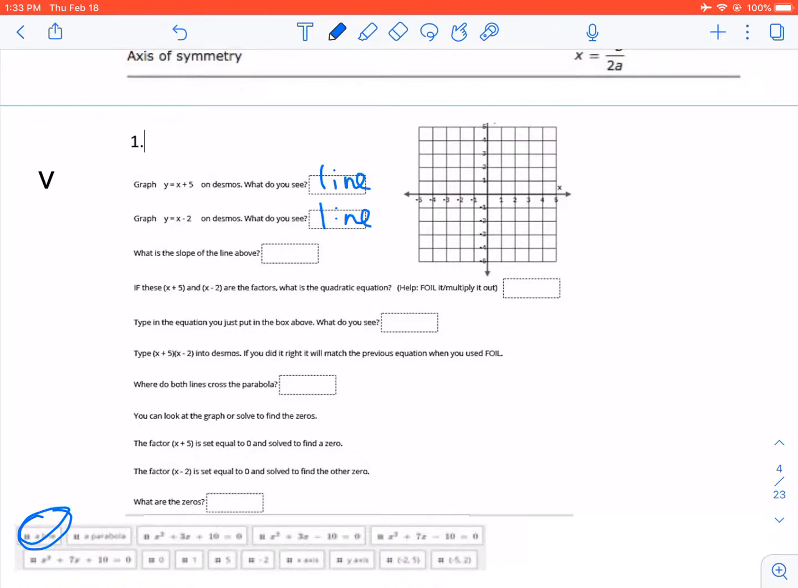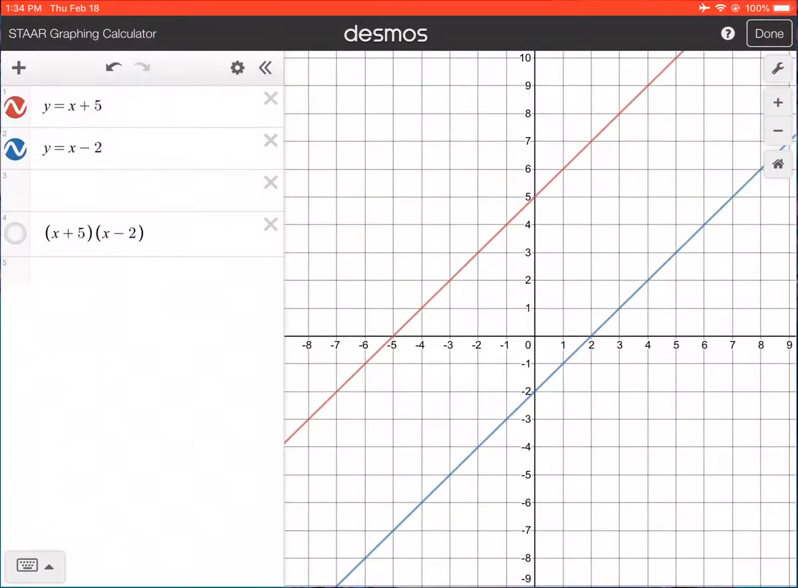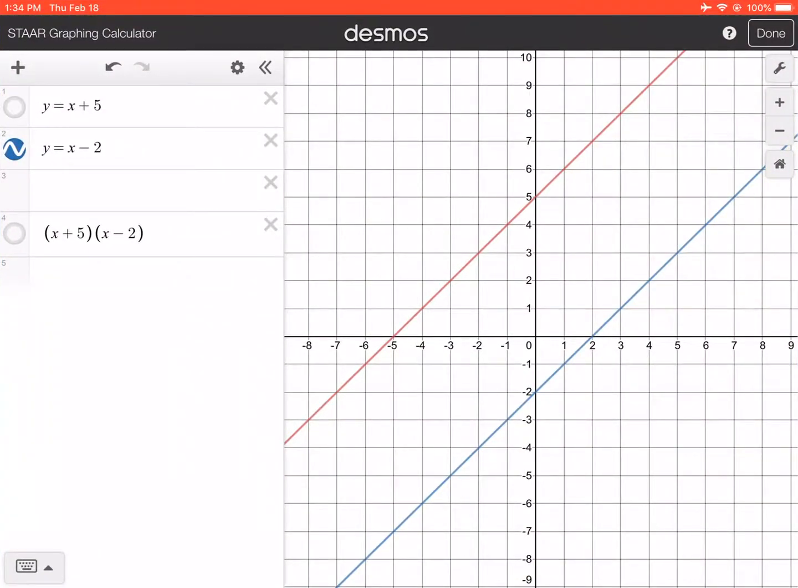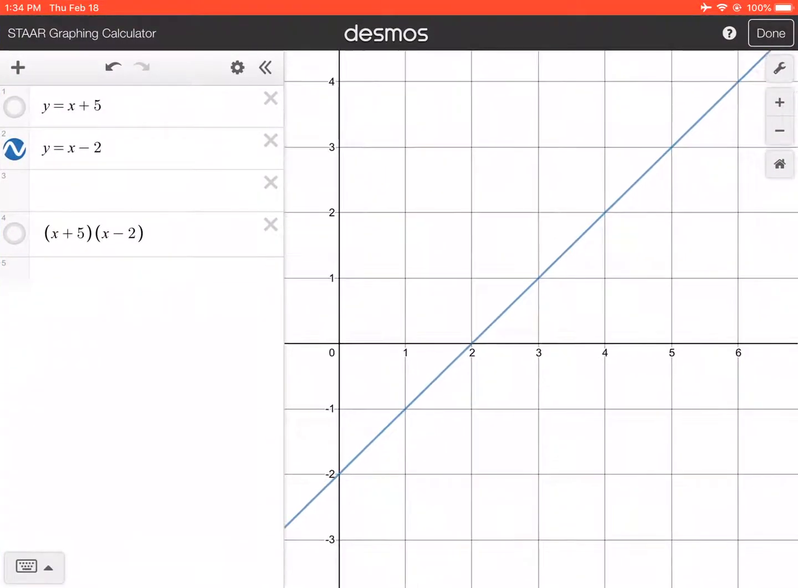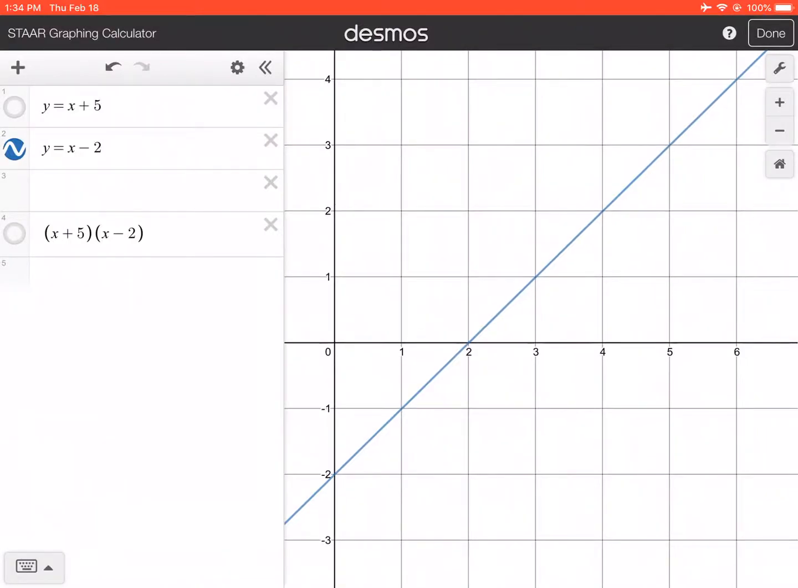The next question says, what is the slope of the line above? So for x minus 2, we are going to count our slope. I'm going to just hide the red one so I can look at this one. Remember, our slope is rise over run. So if I want to start off with that one right there, how do I get to my next good dot, somewhere over here? I'm not on it perfectly, but you can see right in this area. How do I get there?